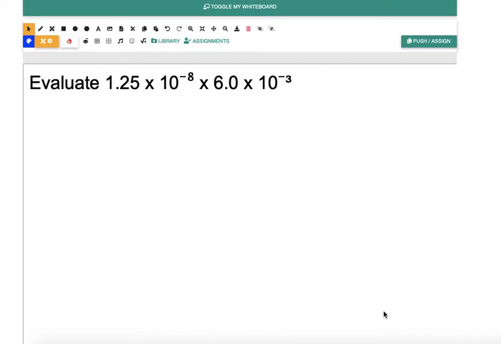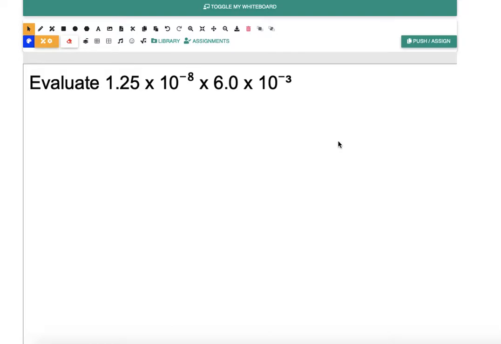And here we are. Mr. Santana is going to explain how to multiply numbers written in scientific notation. And here we go. All right, so we're going to use the example that's here.